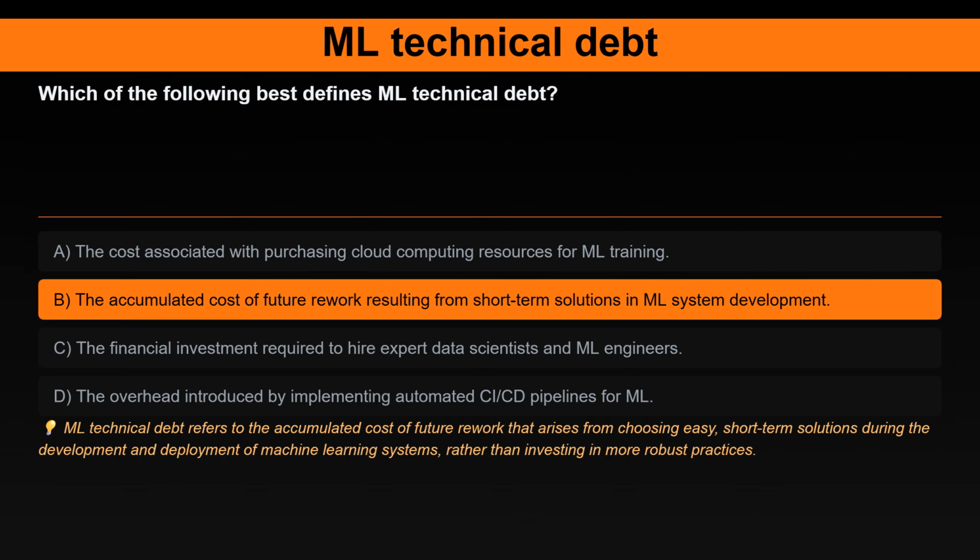The correct answer is, quote, the accumulated cost of future rework resulting from short-term solutions in ML system development. Here's the explanation. ML technical debt refers to the accumulated cost of future rework that arises from choosing easy, short-term solutions during the development and deployment of machine learning systems, rather than investing in more robust practices.